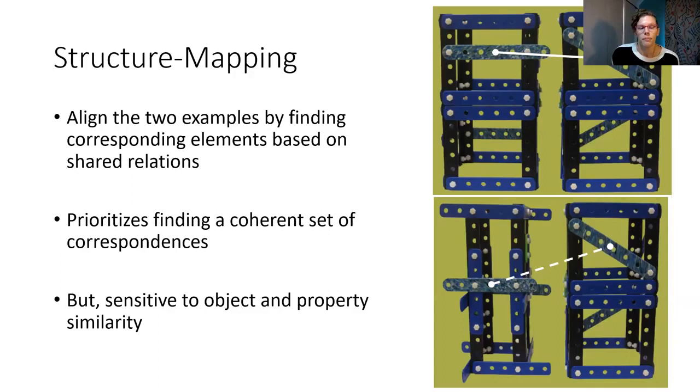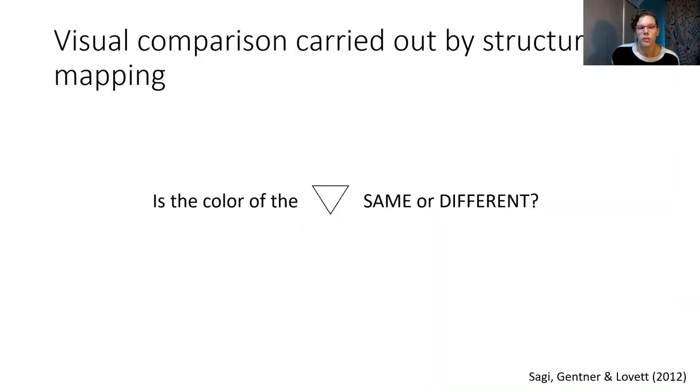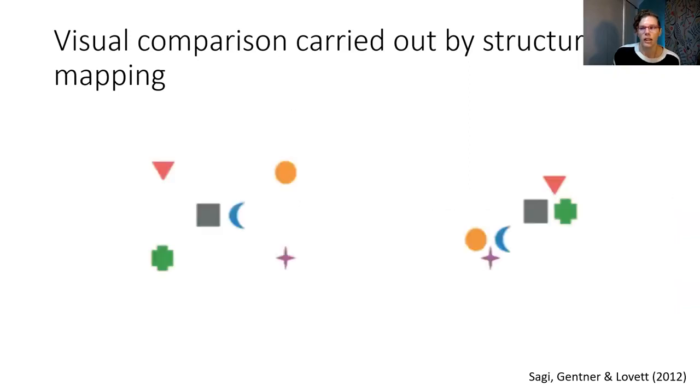Okay, so just to provide some evidence for structure mapping as the process underlying visual comparison, I have some demonstrations for you. So I'm going to give you a task. This is the task from Sagi et al. And I'm going to show you two arrays of colored shapes on the next slide. And I want you to just determine whether the color of this shape, the upside down triangle, is the same or different in the two arrays. So here's the two arrays, quick as you can.